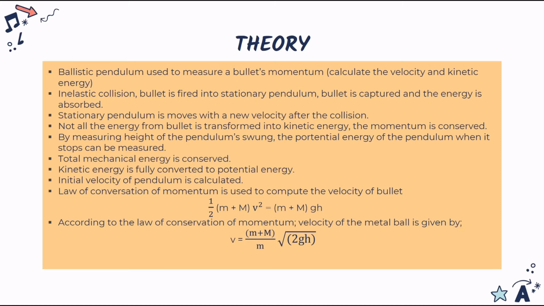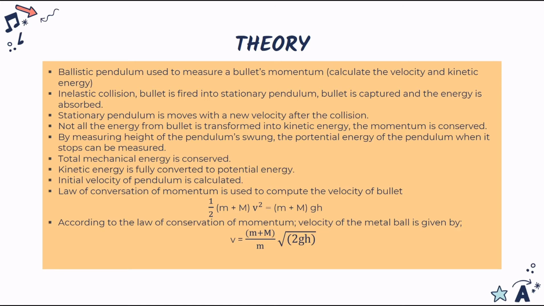1/2 (m + M) v squared equals (m + M) gh, where m is the mass of the bullet, M is the mass of the pendulum, h is the maximum height reached by the pendulum, v is the velocity of the bullet or of the pendulum, and g is the gravity of Earth.